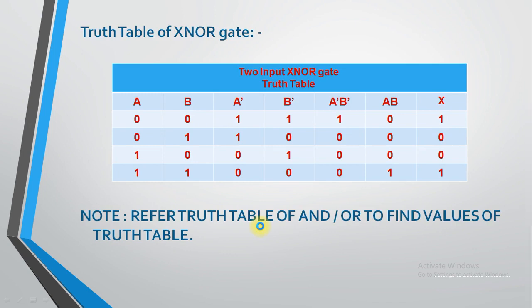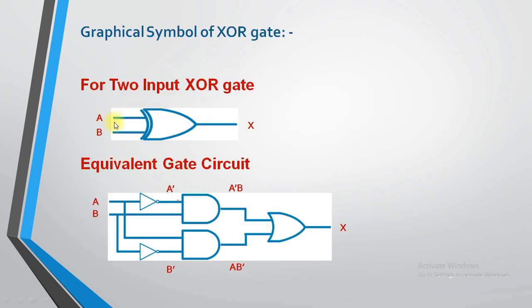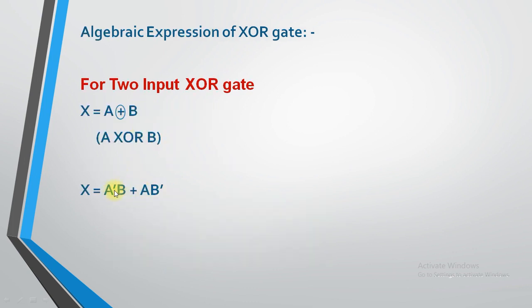So in the graphics, we have already understood that if you want to draw the circuit of XOR gate, you just need to put the symbol of OR gate and make one curved line at the input side. Otherwise, if you want to represent A dash B plus AB dash, A dash B means what? A dash into B. So A dash into B is the AND gate.